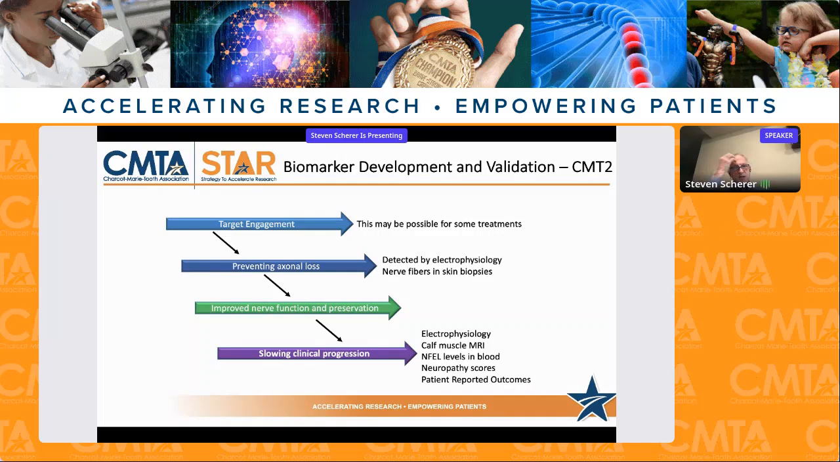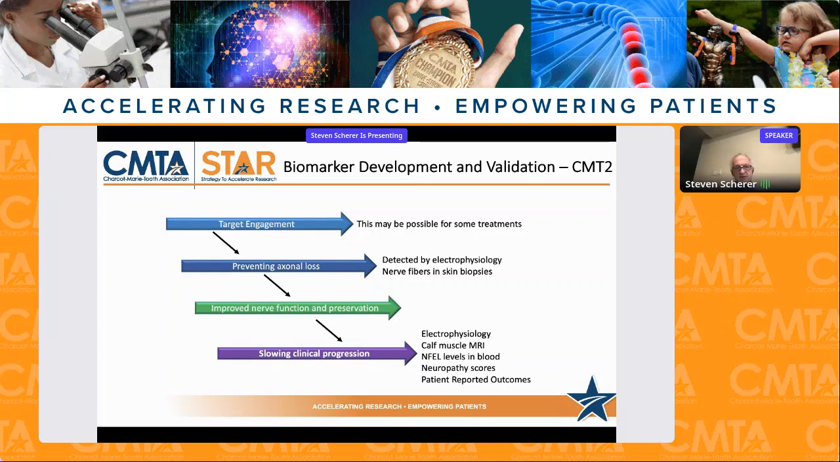And I think this is the last slide, and it just emphasizes the parallel effort that's being made to find in people attributes that we can look at and measure and quantify that would tell us whether a drug or a therapy was working for different kinds of CMT.